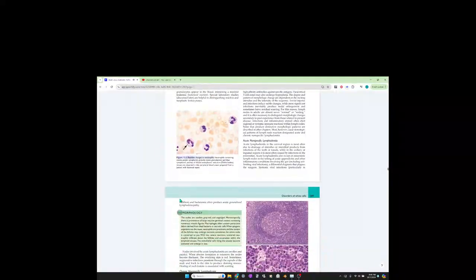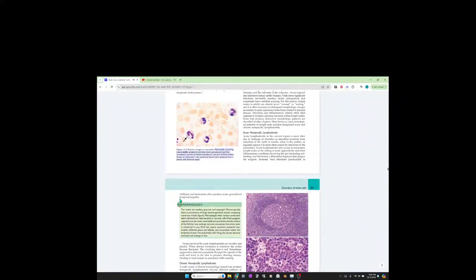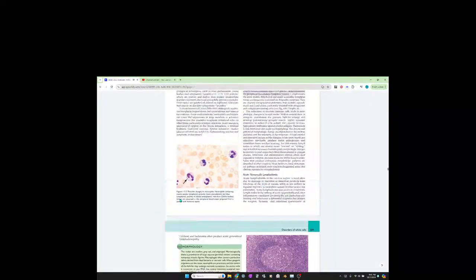Figure 13.2 Reactive changes in neutrophils. Neutrophils containing coarse purple cytoplasmic granules and blue cytoplasmic patches of dilated endoplasmic reticulum are observed in this peripheral blood smear prepared from a patient with bacterial sepsis.